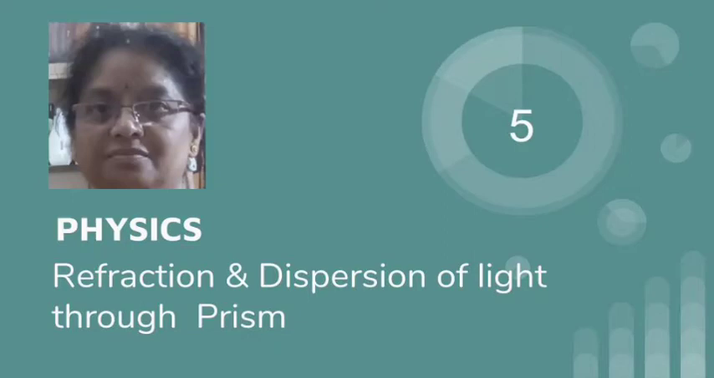Students, today we will try to understand the refraction and dispersion through prism. First, we will see what is prism. Prism is a transparent medium bound by two rectangular surfaces called refracting faces, inclined to each other at a suitable angle known as refracting angle or angle of prism.